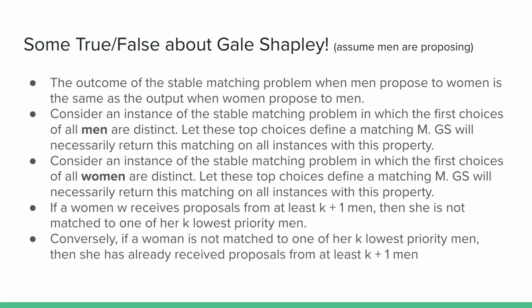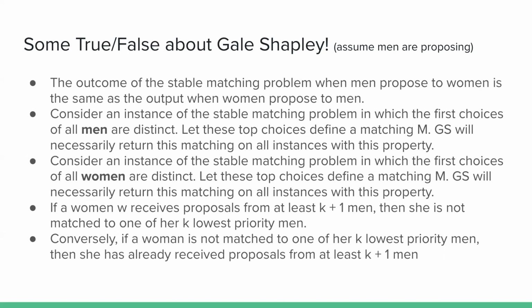Oh, okay. You didn't see that. Consider an instance of the stable matching problem in which the first choices of all women are distinct. Let these top choices define a matching M. Gale-Shapley will necessarily return the matching on all instances with this property. True or false? False, right?